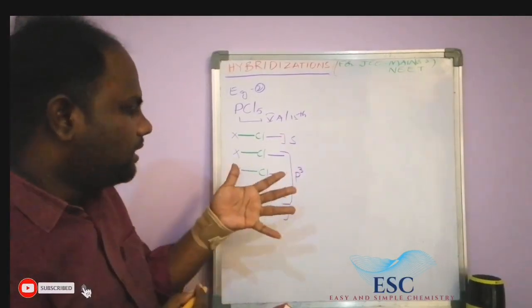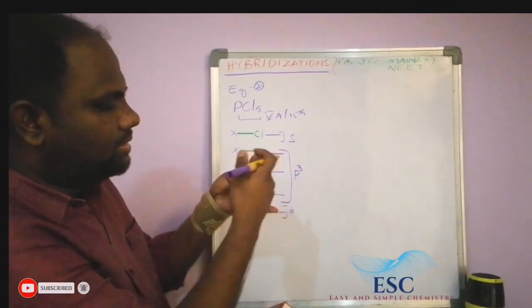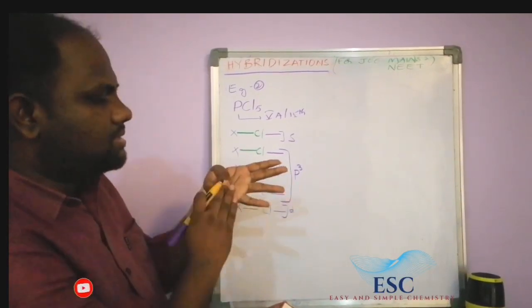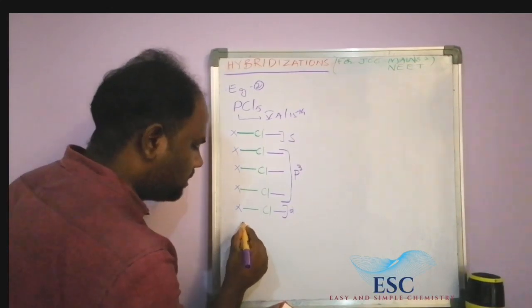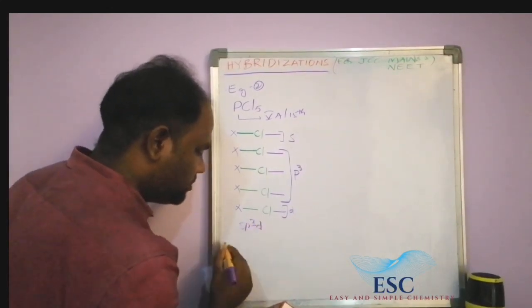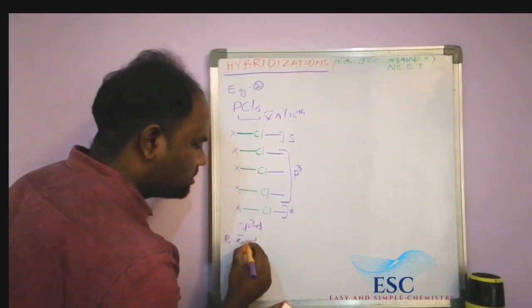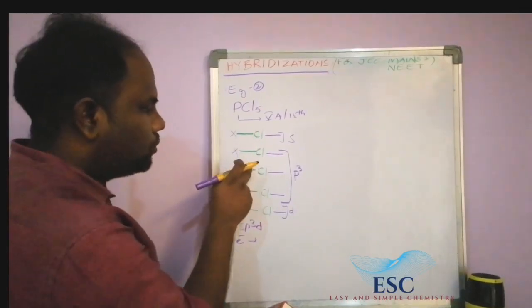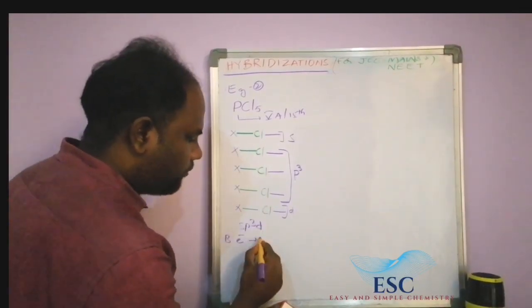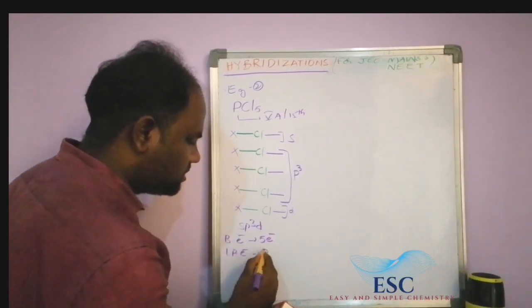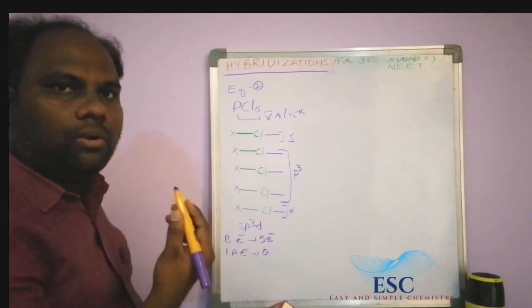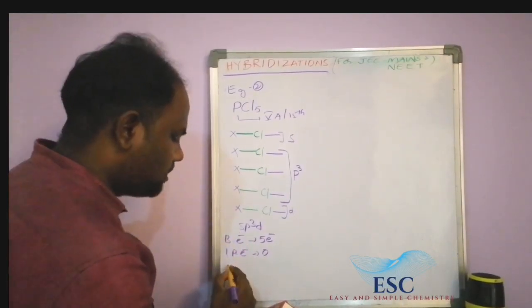So because 5 lines are here, sp3d, sp3d hybridization. Write the data: sp3d hybridization. Bonding electrons are, now calculate 1, 2, 3, 4, 5. Count 5 electrons. Lone pair of electrons 0, there are no lone pairs of electrons.